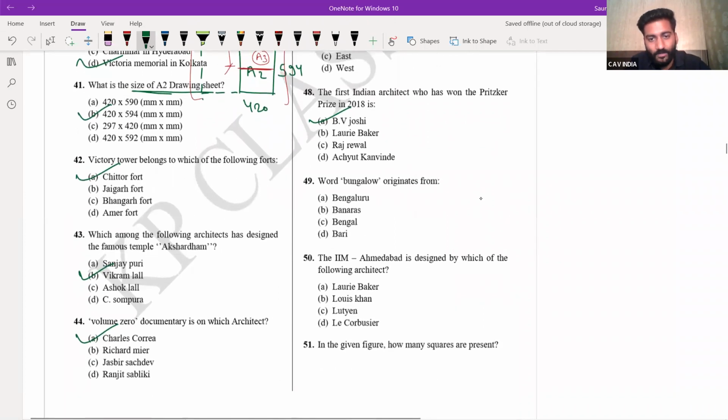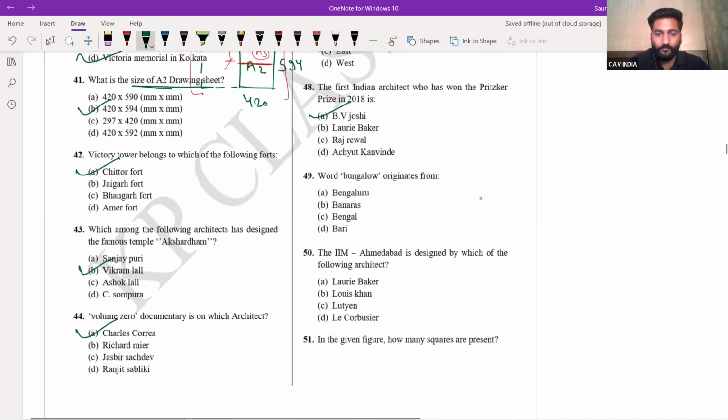Then we have: the word bungalow originates from. So bungalow actually originated from Bengal. They are basically those single-story houses. They have a courtyard in the center. They are in the Bengali style. So from that traditional architecture, the word bungalow originated.